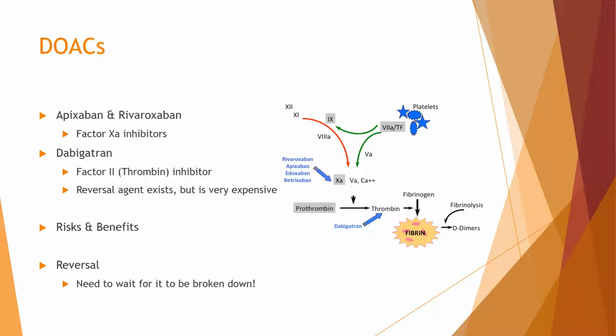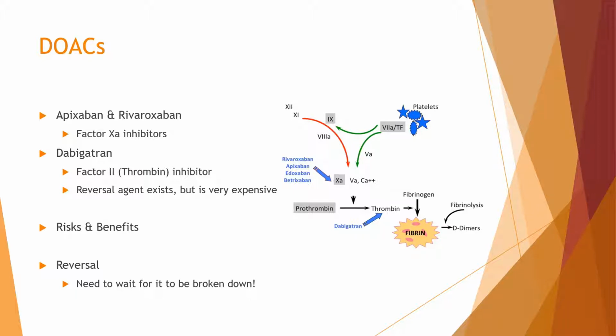Aside from warfarin, we also have the advent of these direct oral anticoagulants. They used to be called novel oral anticoagulants, however they're not novel anymore, they're quite well established. And we have a few different options in terms of DOACs. So we have our apixaban and rivaroxaban, which are our factor Xa inhibitors. If you remember back to the clotting cascade, factor Xa dimerizes with factor Va to activate prothrombin into thrombin. And we have dabigatran, which is itself a direct factor II inhibitor.